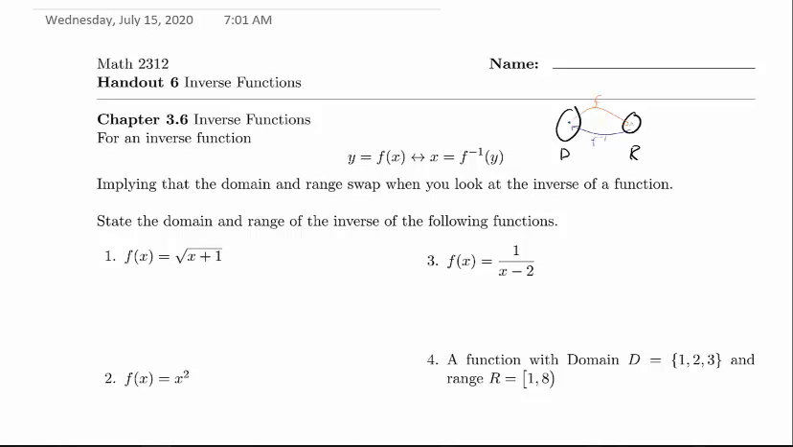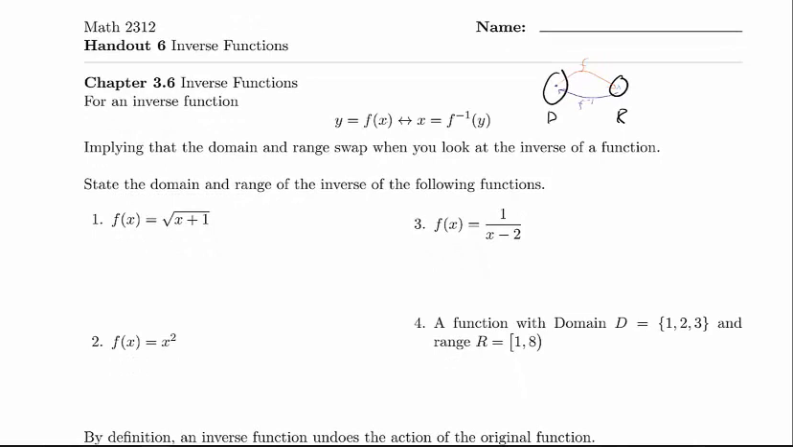So for right here, for instance, we have the square root of x plus 1. What's the domain of this function? Well, we can't take the square root of a negative number, so therefore x has got to be greater than or equal to negative 1, right? Because if you plug in negative 1, you get 0. We can take the square root of 0. Not a problem. So the domain is negative 1 all the way to infinity. And we include negative 1.